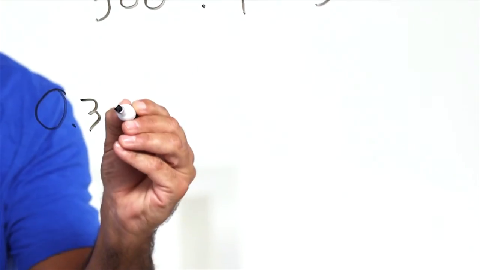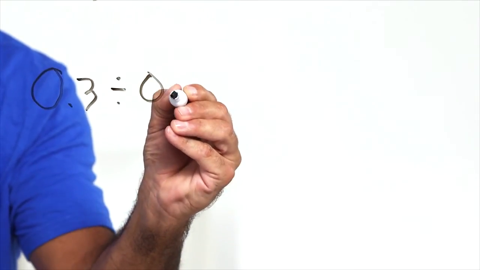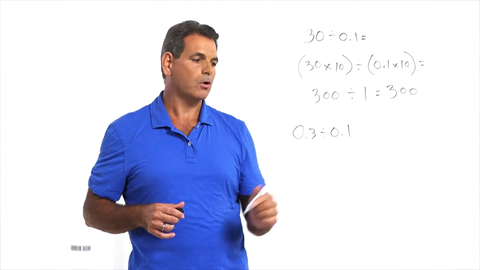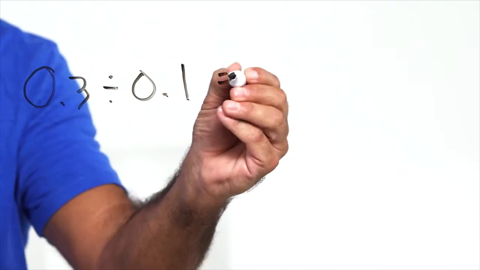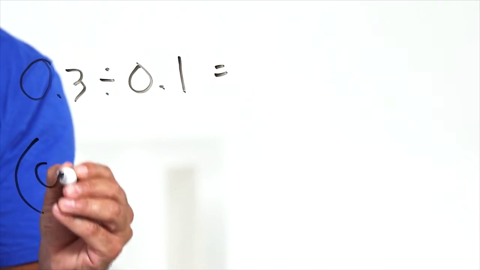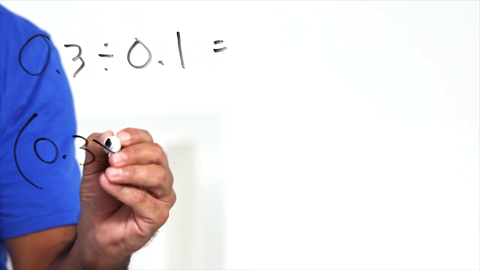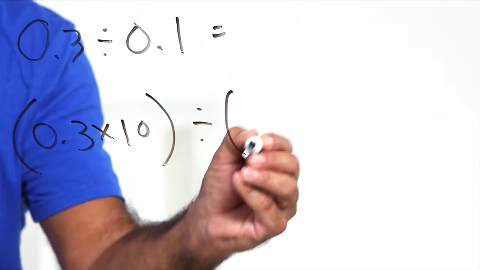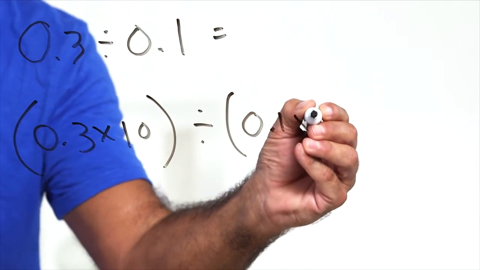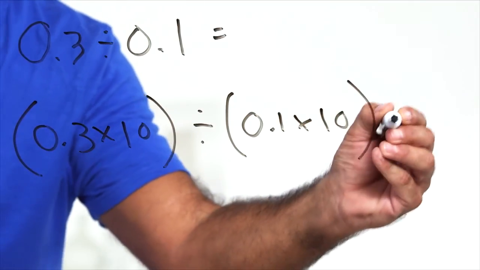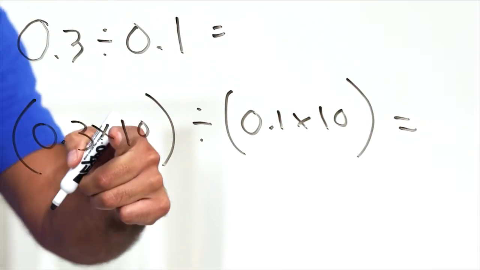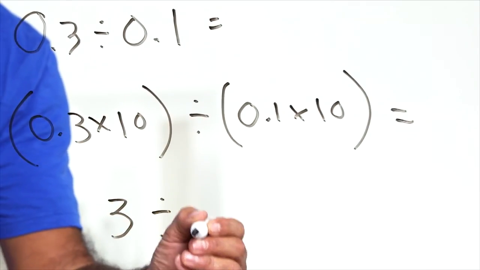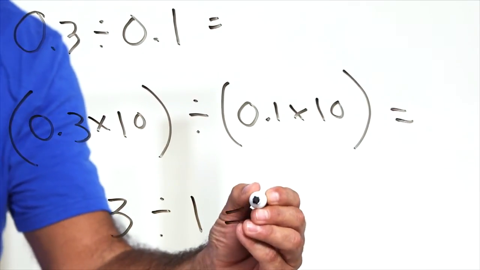Now, if we have two decimals, 0.3 divided by 0.1, now we have to convert both to whole numbers. See what that looks like. 0.3 times 10 divided by 0.1 times 10 equals, move of one decimal place, 3 divided by 1 equals 3.